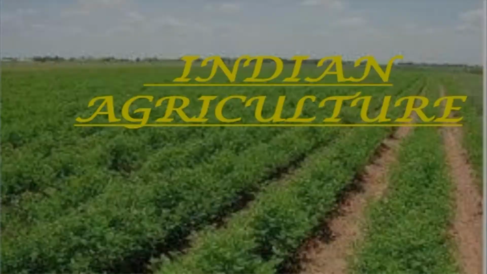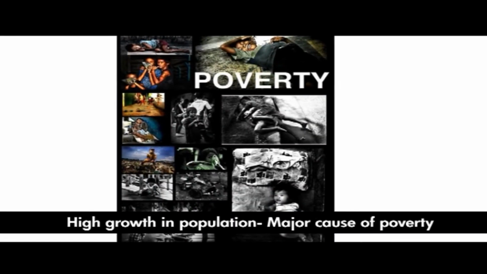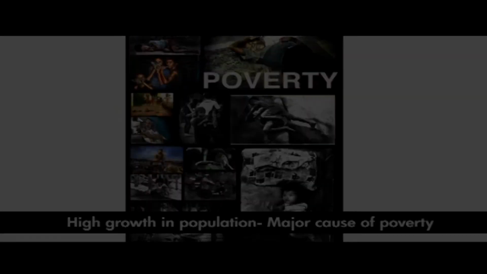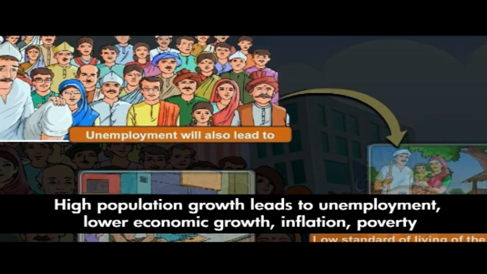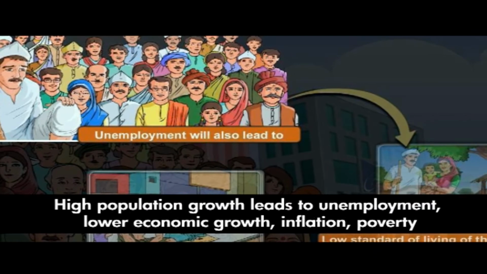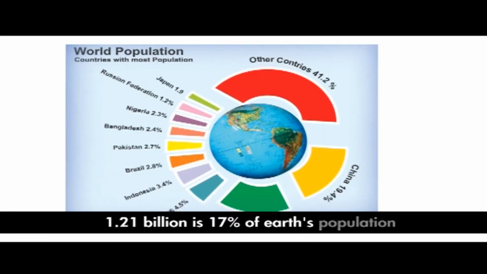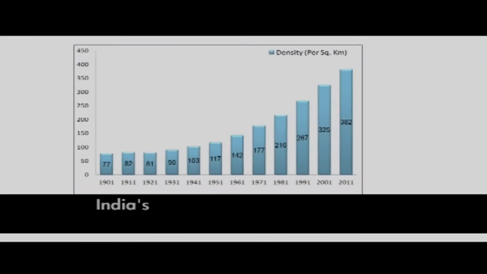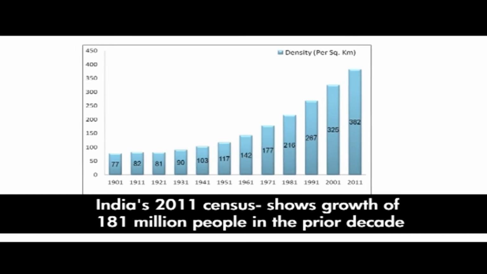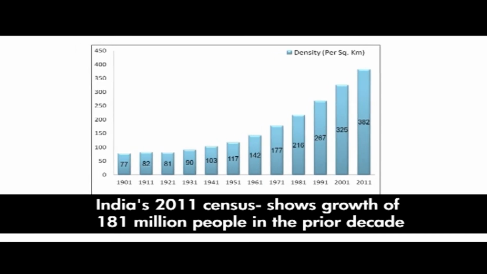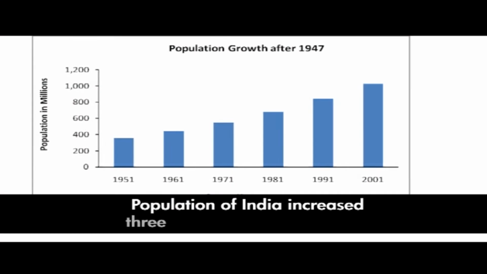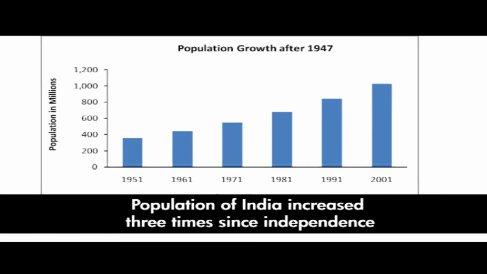High population growth could be one of the major causes of poverty. High population growth leads to unemployment, lower economic growth, inflation and poverty. India's current population is 1.21 billion. This is 17% of the Earth's population. India's 2011 census showed growth of 181 million people in the prior decade. At independence, India's population was only 350 million. Since independence, the population of India has increased 3 times.